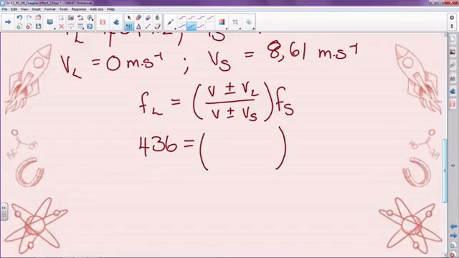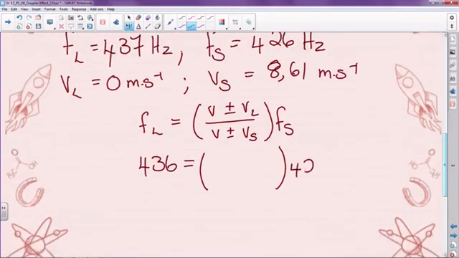The source is 426. The listener wasn't moving, so I ignore the top end, so I don't have to plus anything there. So I've just got the speed of sound at the top. Now I'm going to have the speed here, and this is 8,61. Now we make a decision as to whether we plus or minus. The 426 must become a bigger number. In order for it to become a bigger number, the number in the bracket must be bigger than 1. The only way that can happen is if the number at the bottom of the fraction is smaller than the number at the top. So I'm minusing the 8,61.